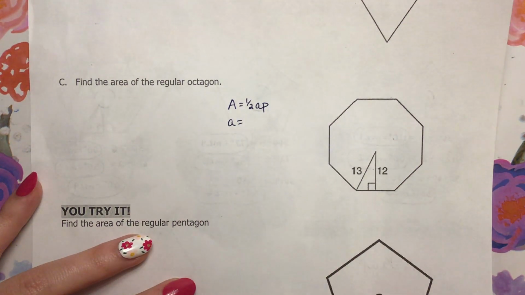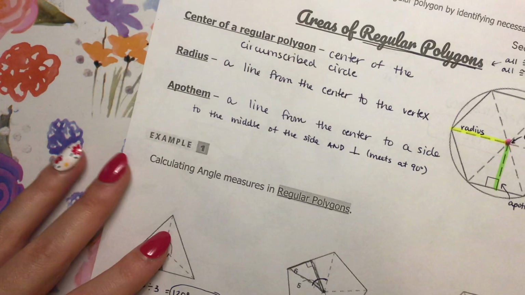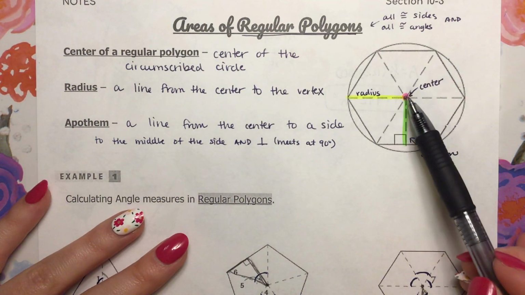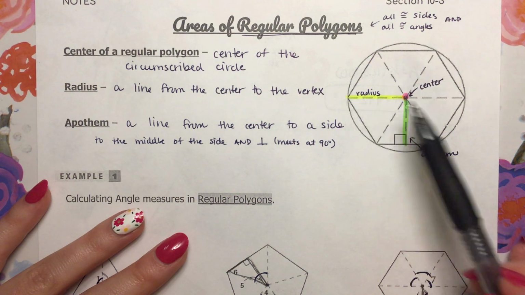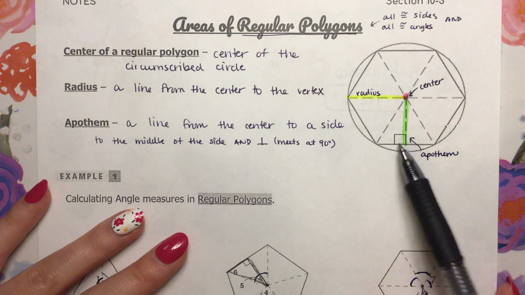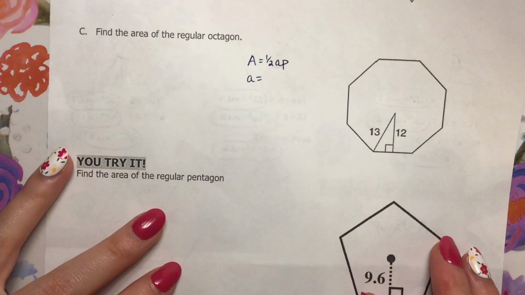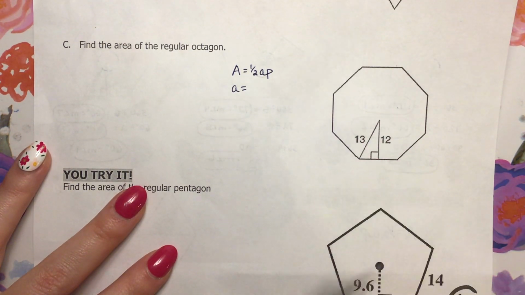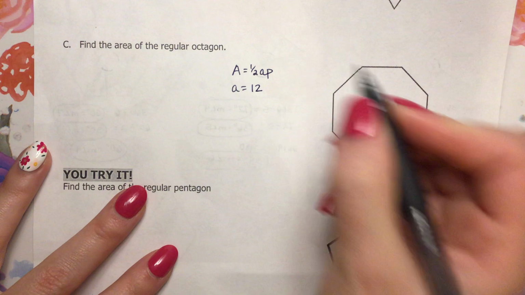We can easily figure out the apothem. It's either the 13 or the 12. So if you need to, go back to your definitions up here. Notice how a radius goes from the center to a corner. The apothem goes from the center to an edge, and it's forming a 90-degree angle. So on this one, which one of those lines is going from the center to an edge? It's the 12. So my apothem is the 12.